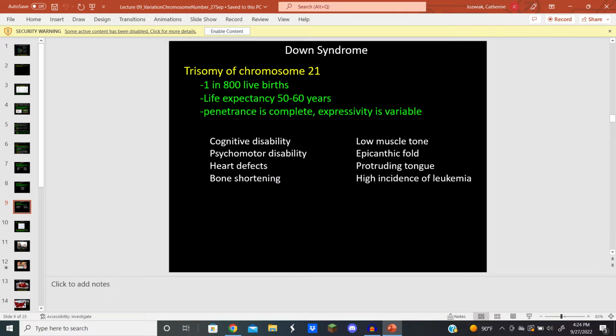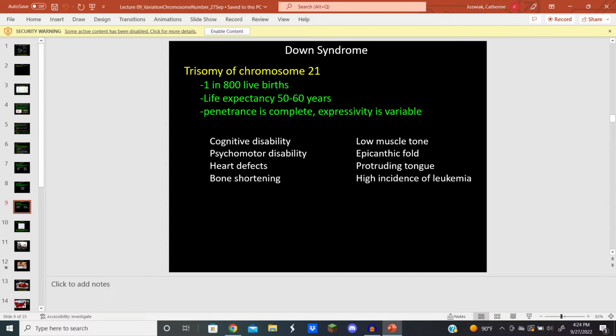The only aneuploidy that people can tolerate is something which is called trisomy of chromosome 21, and this occurs in 1 in 800 live births. This is actually fairly common, and the life expectancy of this is less than average, but it is a full life expectancy for the most part, like 50 to 60 years. Again, penetrance is complete. You aren't born with Down syndrome without experiencing some of the symptoms of it, right? But it will vary in the degree to which you express them.